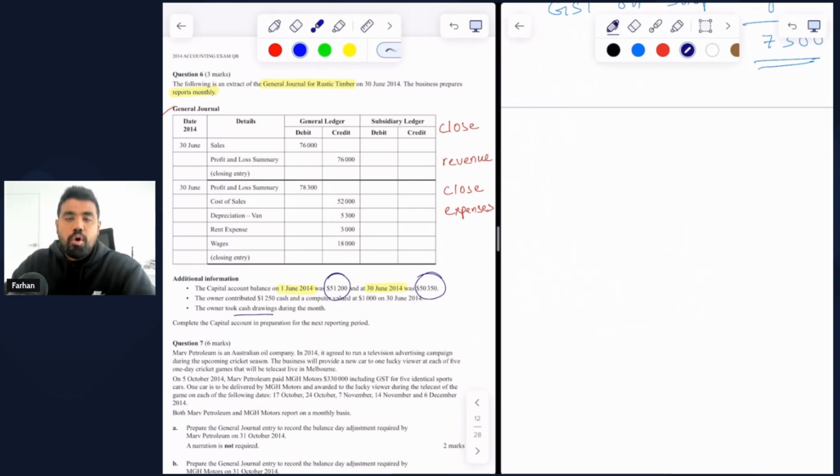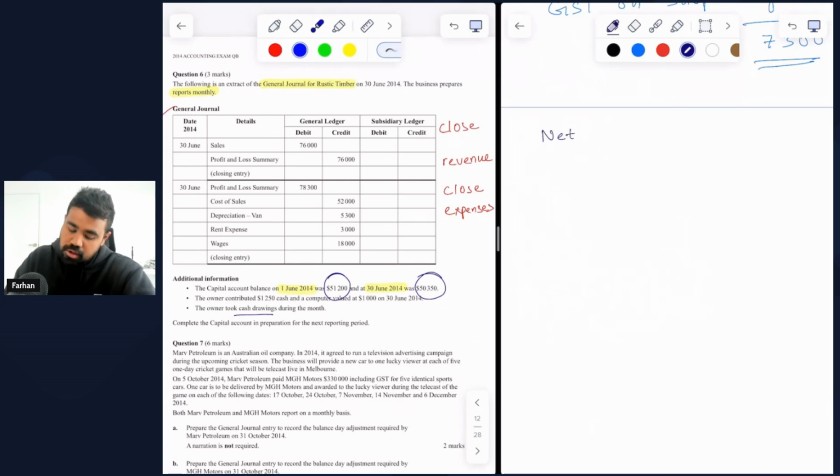So the business prepares reports on a monthly basis, which simply means we want to find the profit every single month. We will be closing the revenue and expense accounts and start the next period with zero balances, because these are also temporary accounts based on the accrual basis of accounting. So how do we find the net profit? It's very simple. You just subtract the difference between the sales and all expenses.